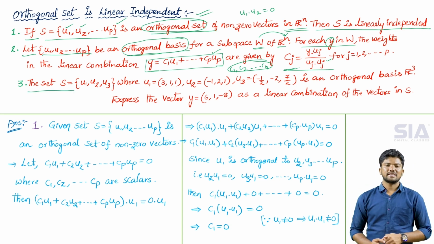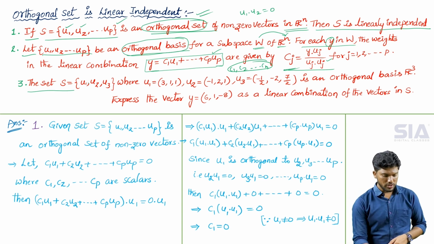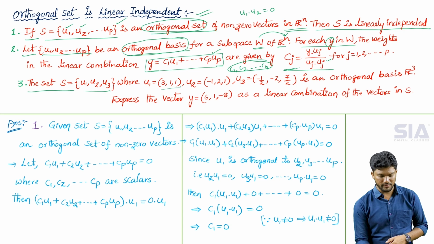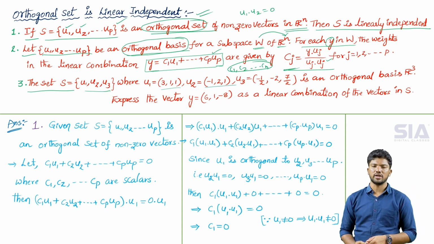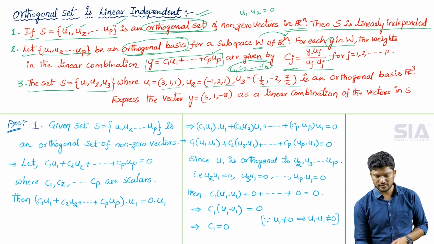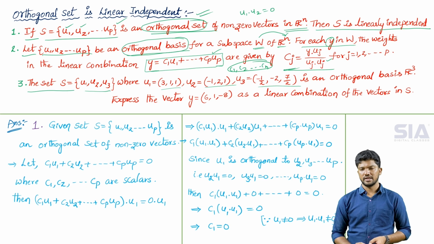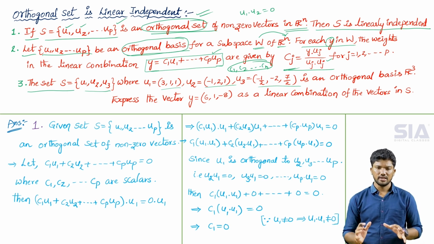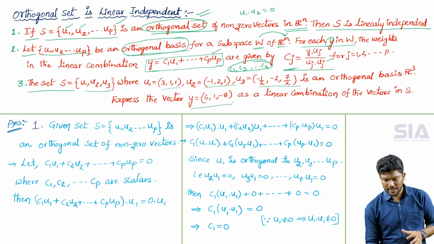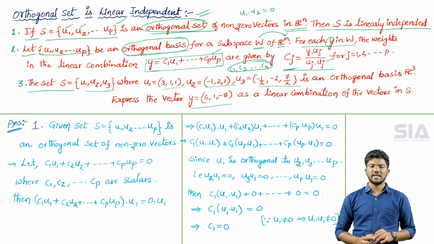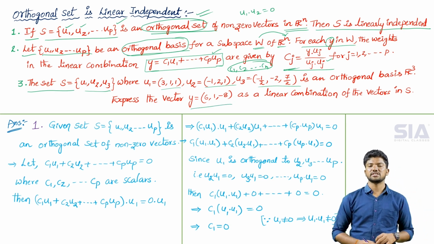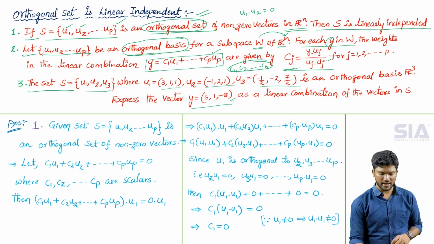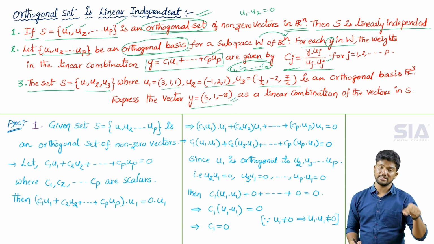Third problem: the set capital S is equal to u1, u2, u3, where u1 is equal to (3, 1, 1), u2 is equal to (-1, 2, 1), and u3 is equal to (-1/2, -2, 7/2), is an orthogonal basis in R cube or R3. Express the vector y equal to (6, 1, -8) as a linear combination of the vectors in capital S.